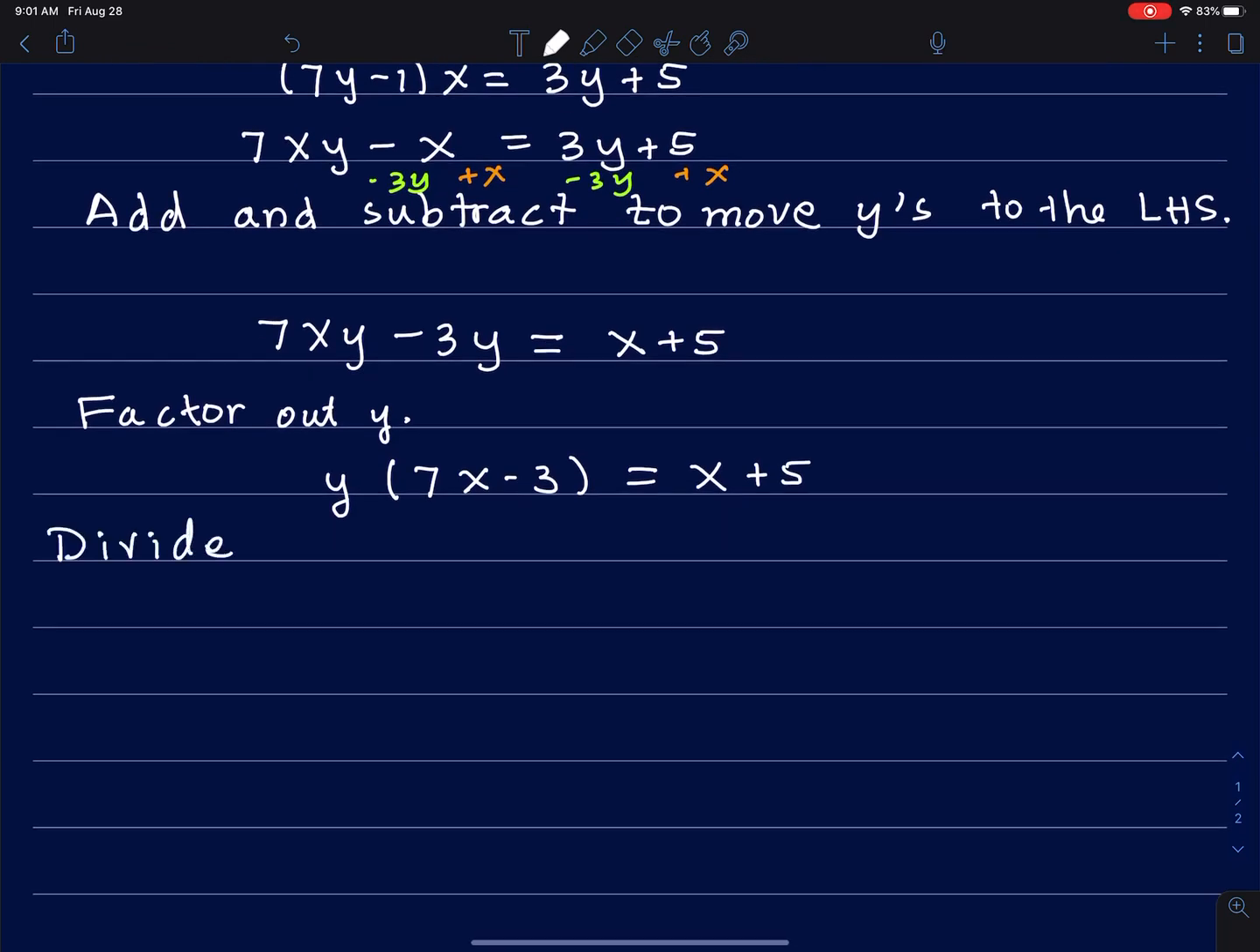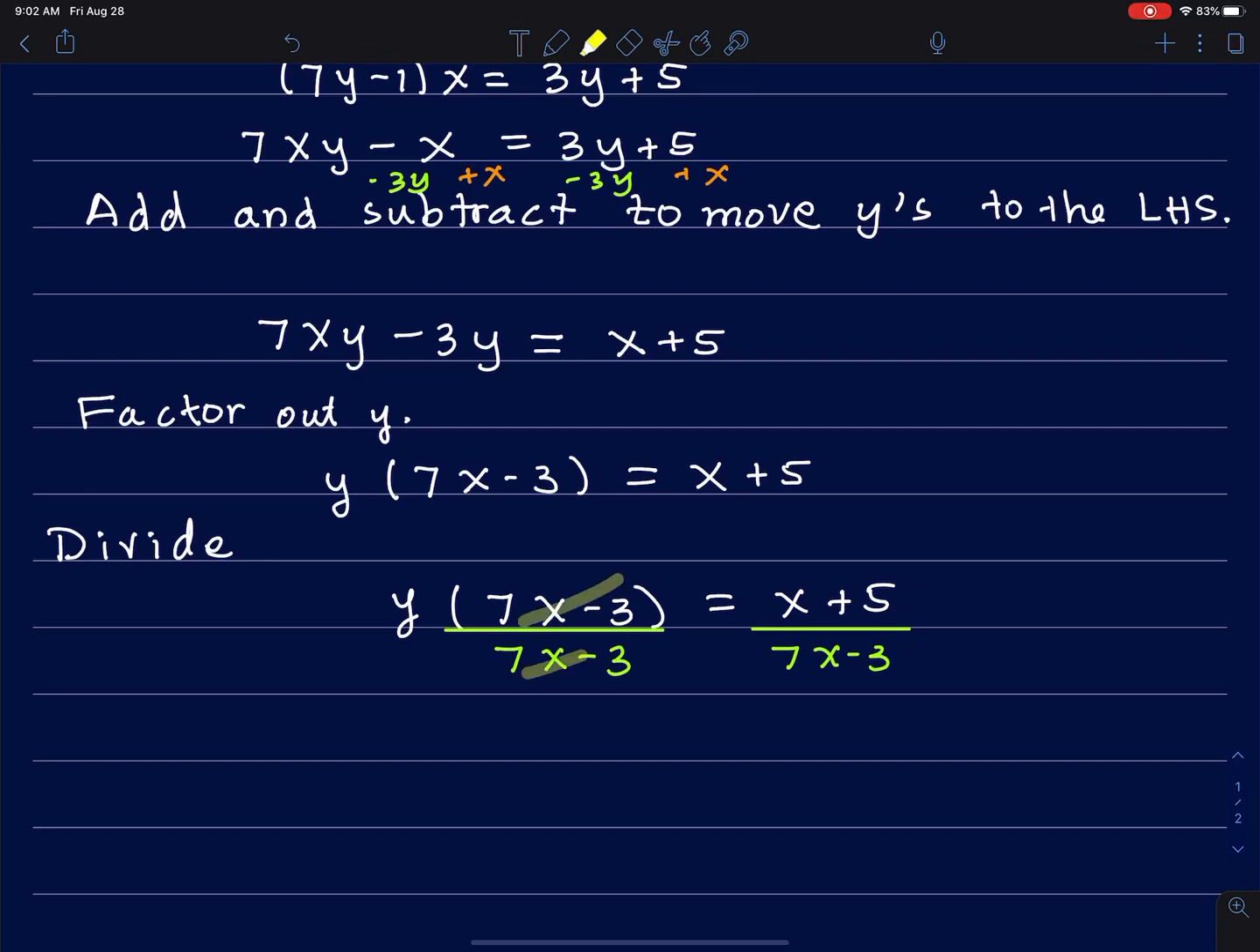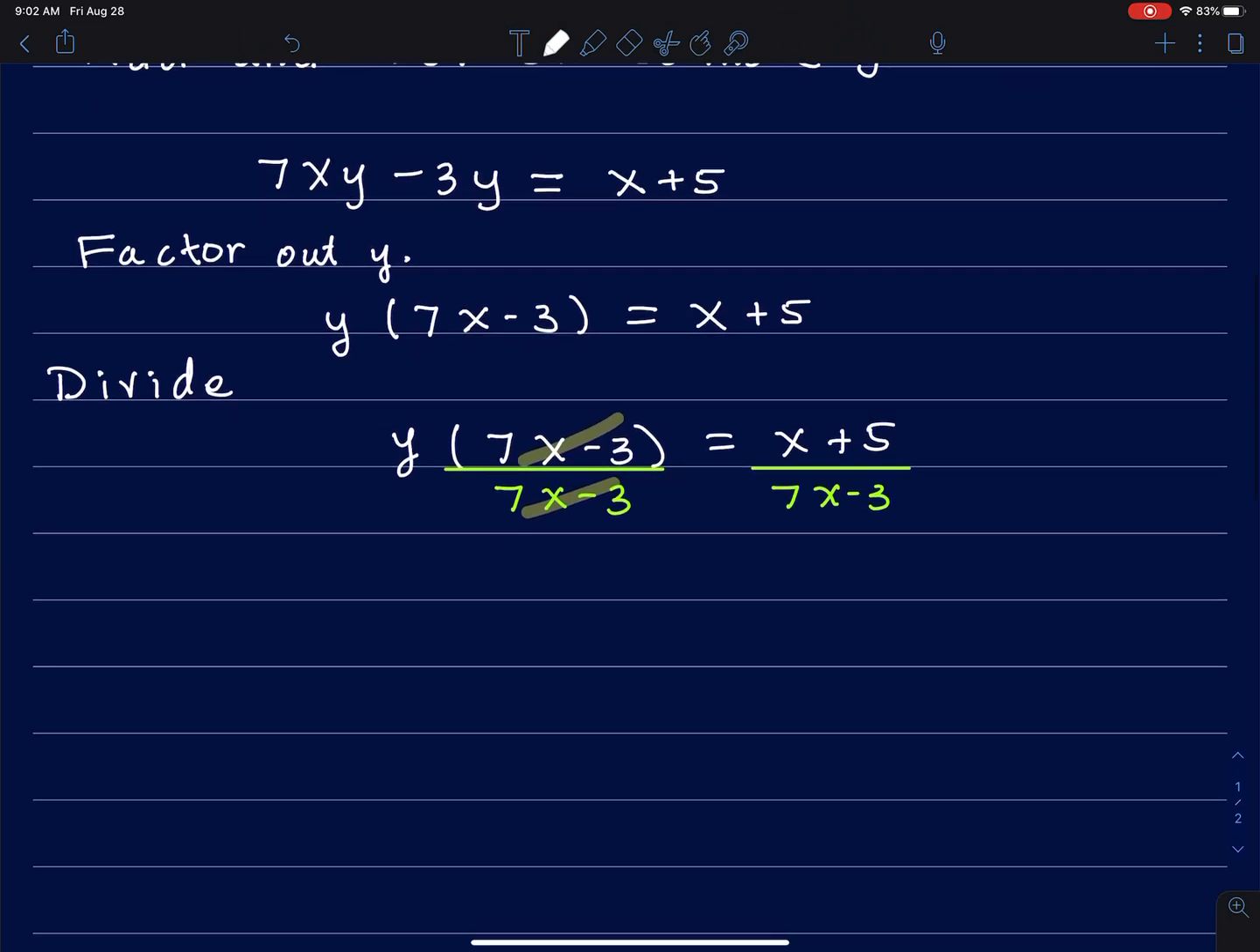What we're really doing here is using the order of operations, and we do them backwards. Again, I'm going to show more work than I usually would. I'm going to divide by 7x minus 3 on both sides. And because of that, we see there's canceling. And therefore, we have solved for y.